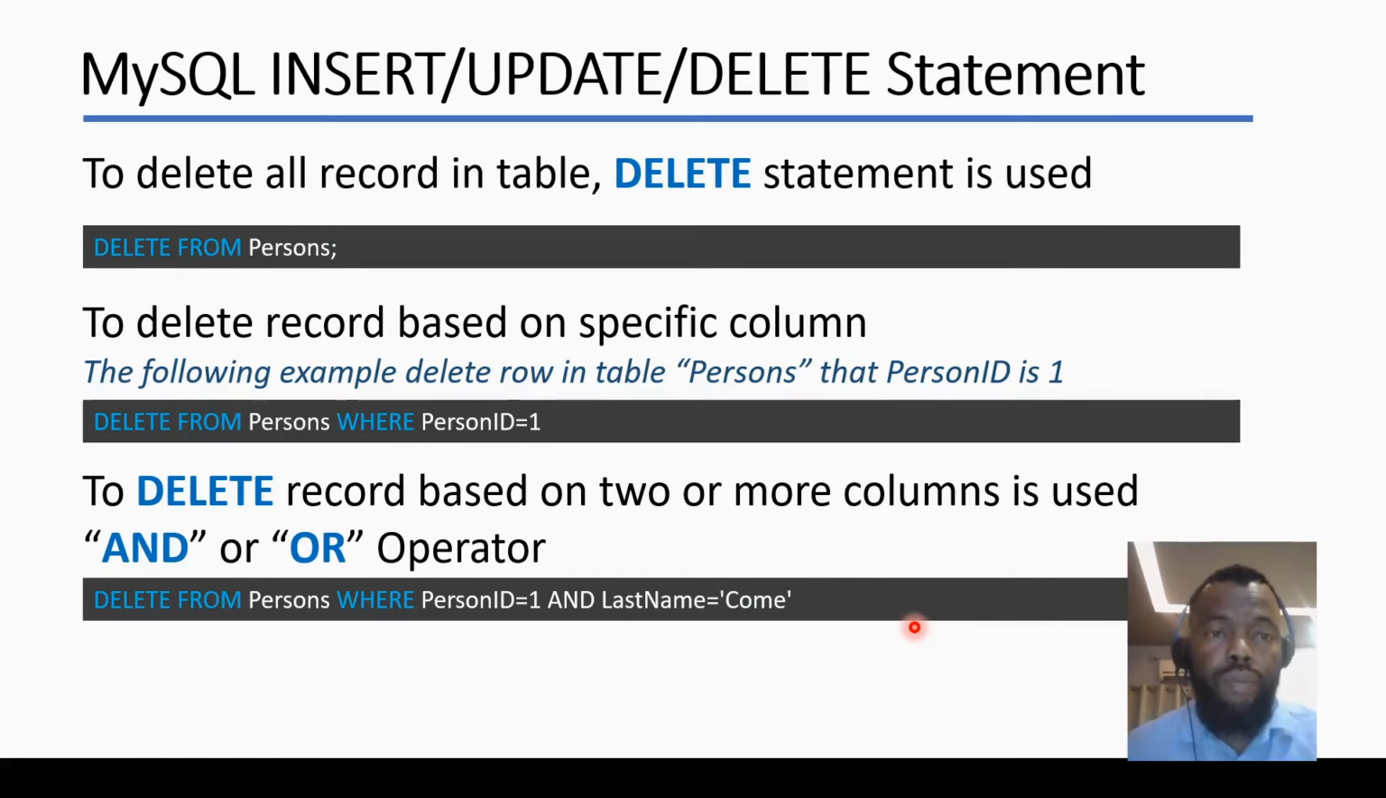So also we have an option to delete data. If we run this statement, all the data will be deleted. And if we want to choose a record to delete based on a column, we have to add a where condition. And also we can delete data based on two or more columns.